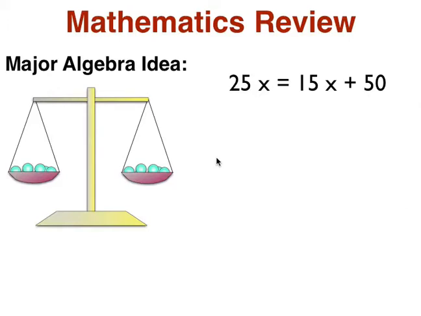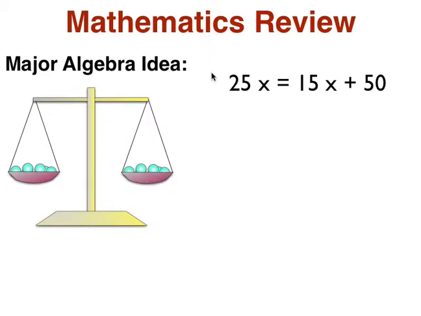Okay, the major idea for today is how to deal with algebra equations. Think of your algebra equation like a balanced scale, where on one side you have 25x and on the other side you have 15x plus 50. If you want to determine what the x is, you just remember that, just like a balanced scale, whatever you do to one side of the equation, do it to the other, and the scales will stay balanced.